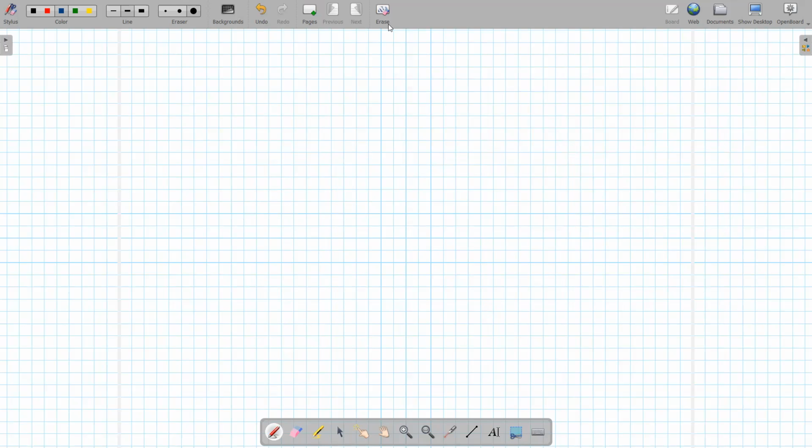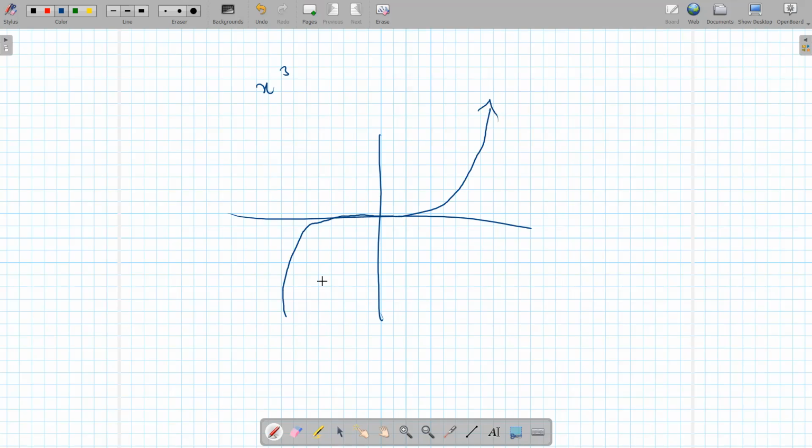What else can we talk about? We can talk about x cubed. X cubed is the parent function, okay? This is positive x cubed. But if you remember from last time, the degree is 3. We'll call the degree n. The maximum number of turning points is n minus 1. So for this cubic function, we can have 2 turning points.